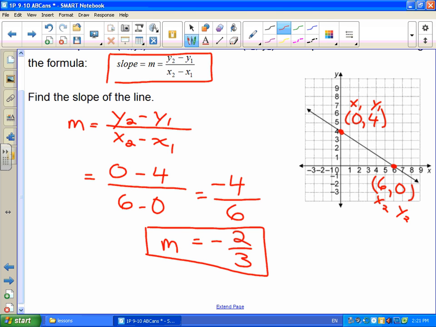Now, the slope that we got is negative here, and if we look at our graph, it is rising as it goes to the left or falling as we go from left to right. So, yeah, it makes sense that our slope here is negative.